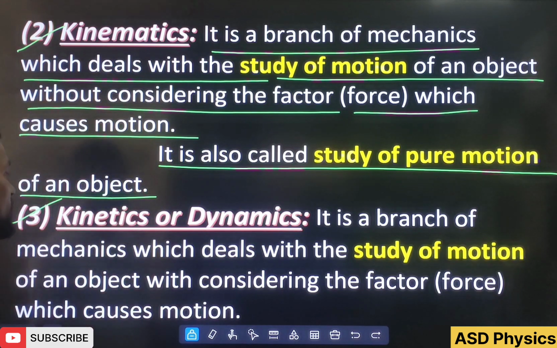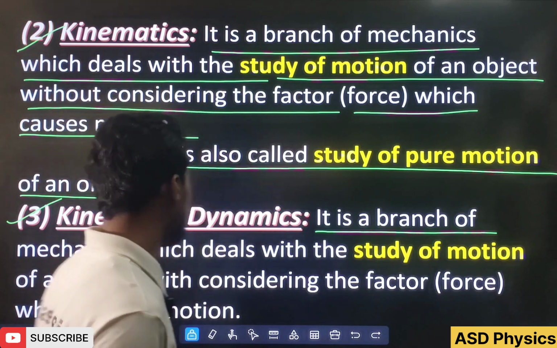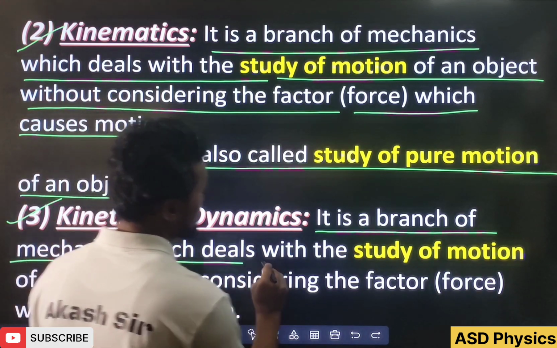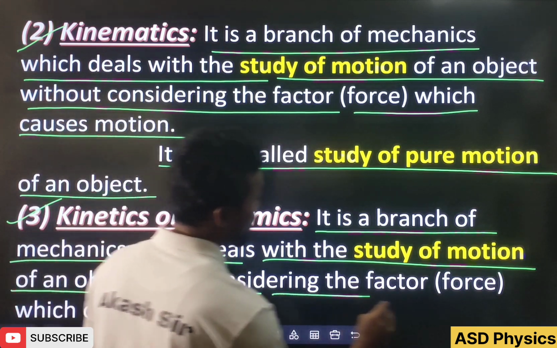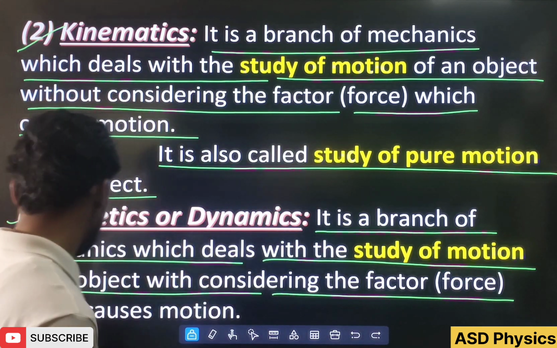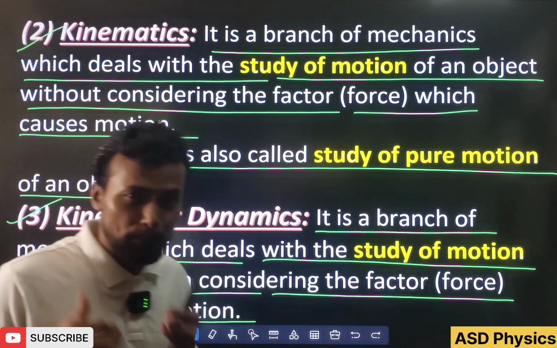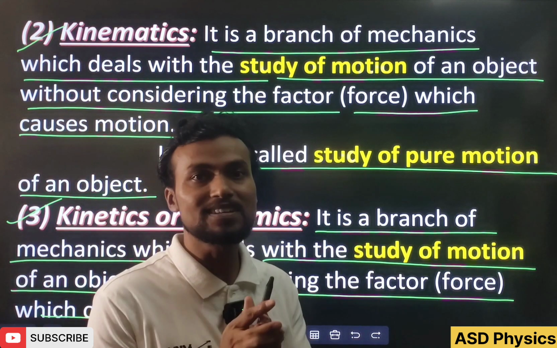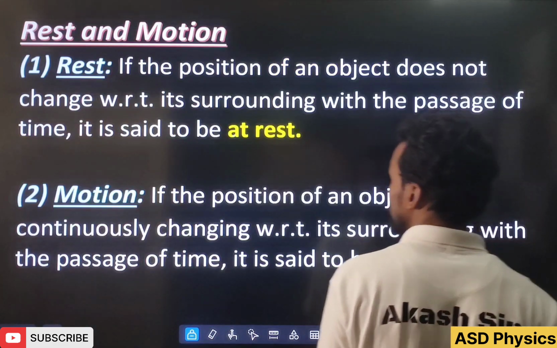Second one is kinetics or dynamics. It is a branch of mechanics which deals with the study of motion of an object while considering the factor, that means force, which causes motion. So students, remember that these three branches, statics, kinematics and dynamics, are there. From here the question will not come, but it is for our basic understanding of this subject, and that is why we have learned it. Now after that we'll go to our basics.